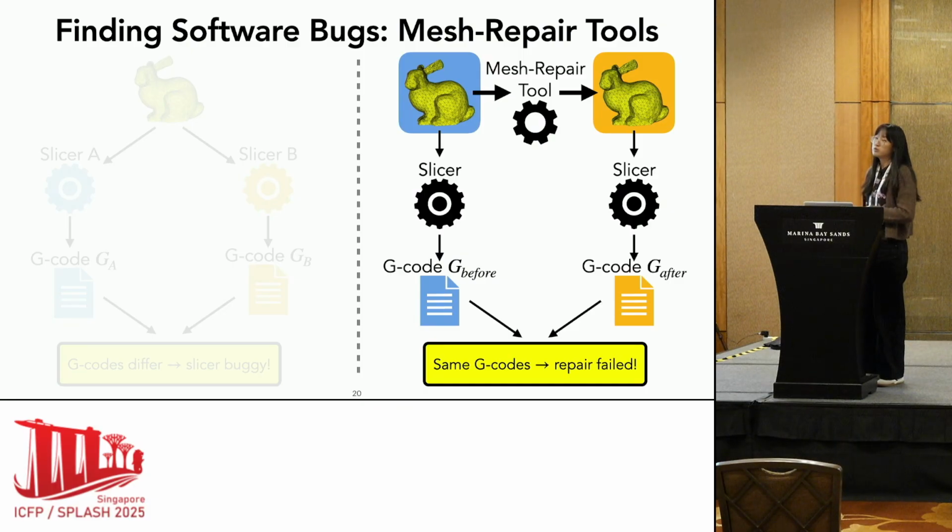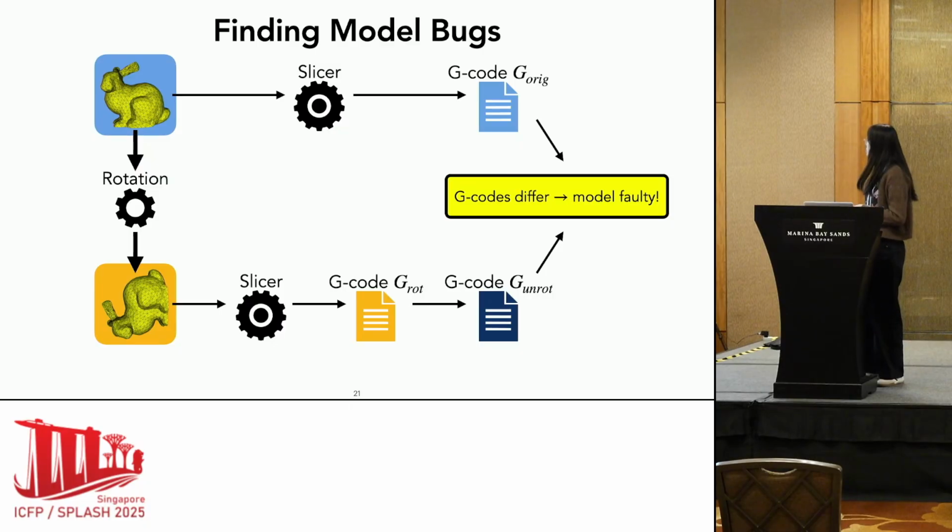For mesh repair tools, we can compare G-codes before and after applying the tool to see whether it fixed a problem or if it introduced new problems. For the models, we can check whether G-codes from the same model but under different conditions, like different orientations, differ. And if they differ, then the model could be buggy.